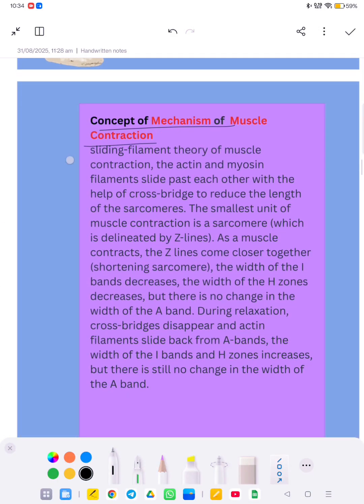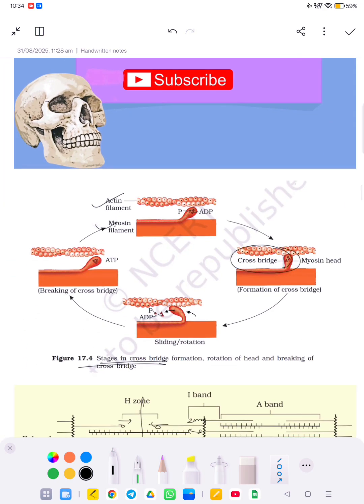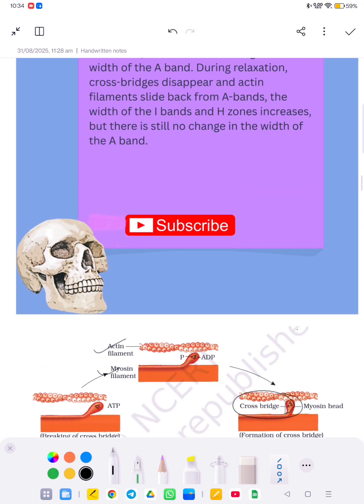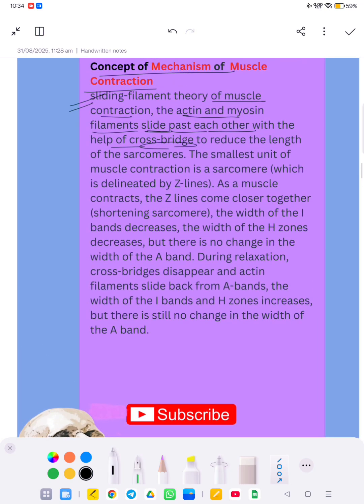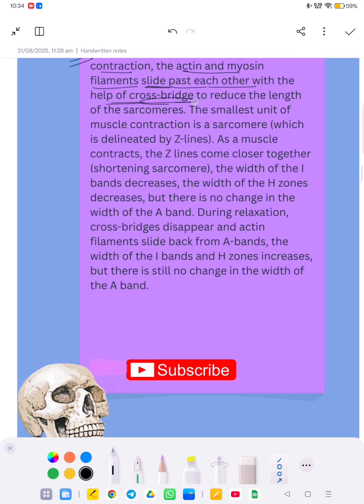The sliding filament theory of muscle contraction says that the actin and the myosin filaments slide past each other with the help of a cross bridge. In this diagram, we see the cross bridge. Okay, we will see it again, but first we will complete the theory part. So, with the help of cross bridges, the length of the sarcomere is reduced. Sarcomere is nothing but the distance between two Z lines. This is the Z line, and the distance between these is called a sarcomere. Okay, hope you understand.